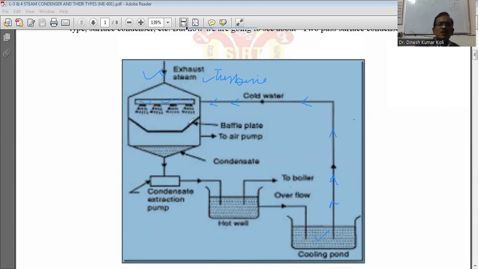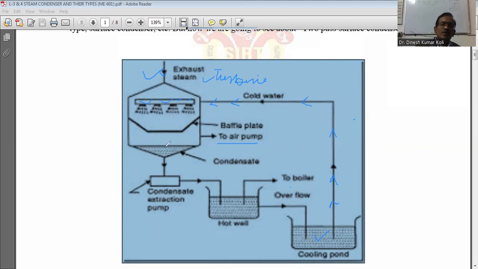Some baffle plates are also here so that they can change the direction of the flow of this steam, so that the maximum amount of heat energy can be taken from the steam to convert it into water. We are also using an air pump here, because when the steam is coming, there are chances the air can also enter this system. So an air pump is there so that it will draw or suck the air, so that air should not be mixed here.